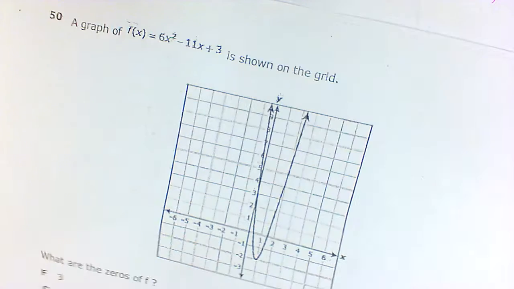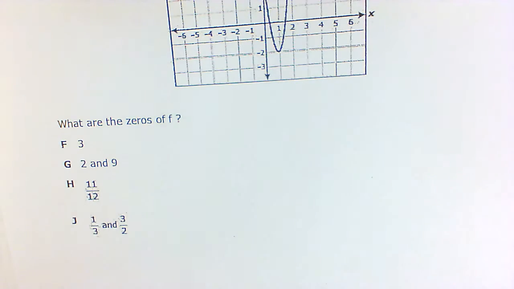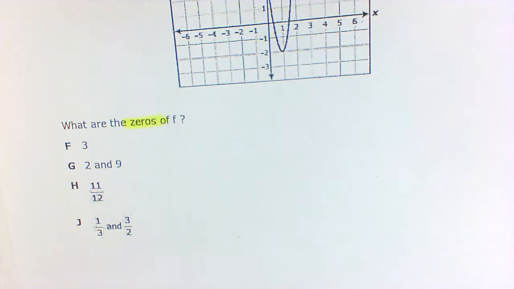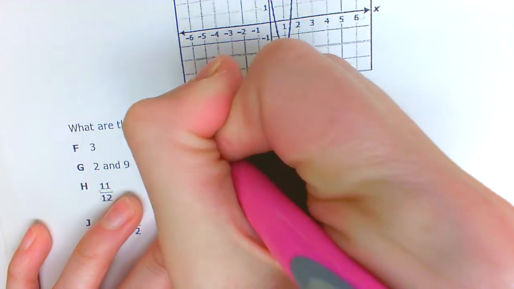All right. Number 50. A graph of f of x equals 6x squared minus 11x plus 3 is shown on the grid. What are the zeros of f? Okay, there's my vocabulary word. I know that a zero is talking about an x-intercept.